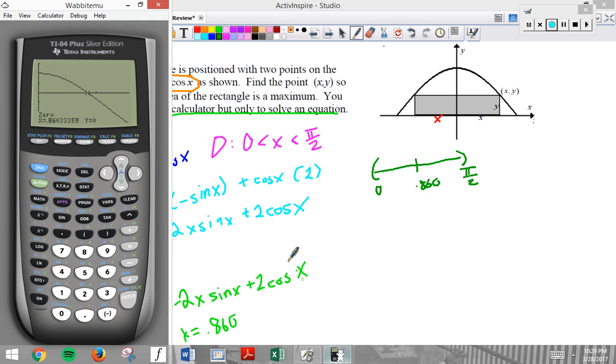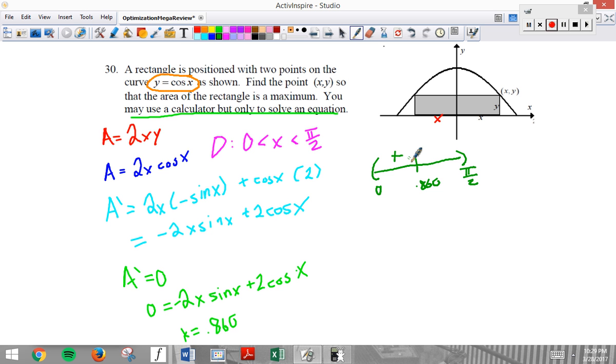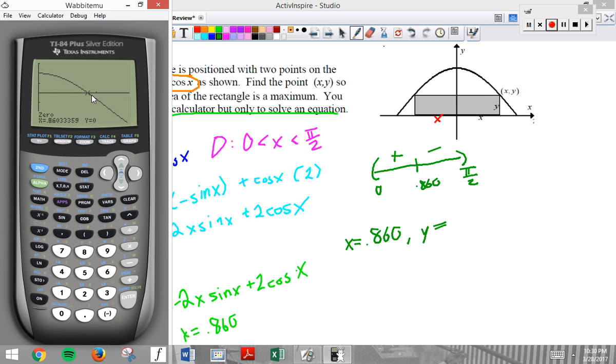Before 0.860, what is the sign of the derivative? The sign of the derivative is positive. It's above the x-axis. After that point, it's negative. So I want 0.860 for my x value. And my y value should be what? My y value should be the y value at that point. Not on this graph, but on the original graph.